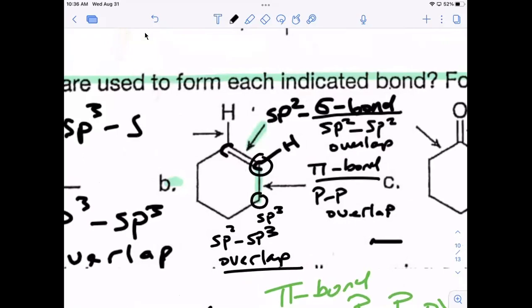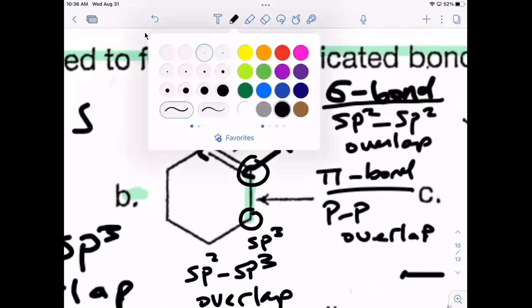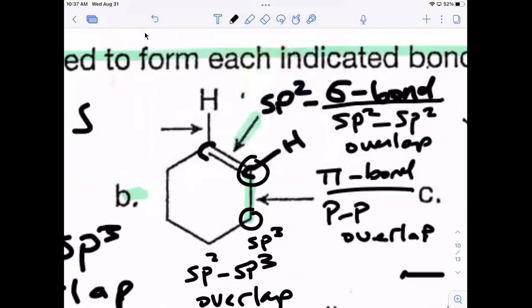We got a hydrogen bonded to a carbon. That carbon, we already showed a second ago, is sp2. Is that right? What about the hydrogen? We talked about that. It can't hybridize. There's only one orbital, and that's the 1s orbital. So what's the overlap here?